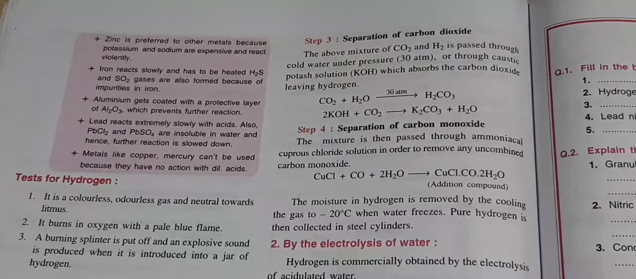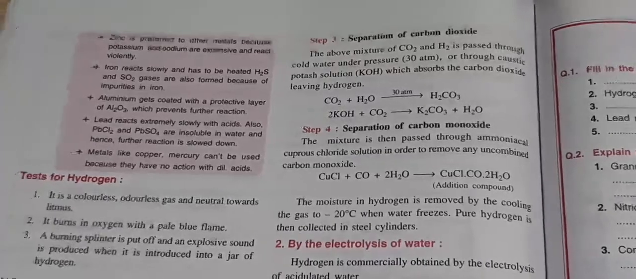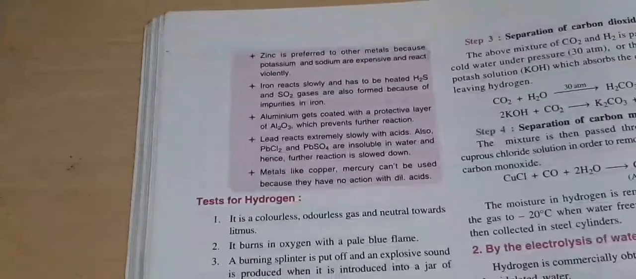Now this gas might still contain some moisture, which can be removed by cooling down the hydrogen gas at minus 20 degree temperature, where water freezes. It freezes over there, and pure hydrogen is collected in steel containers. Okay. I am finishing the Bosch process.